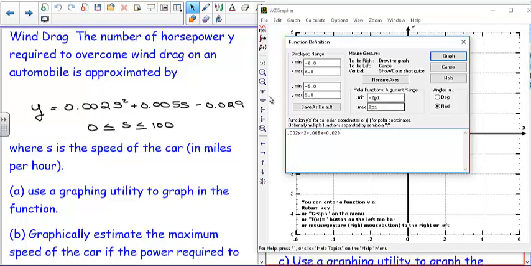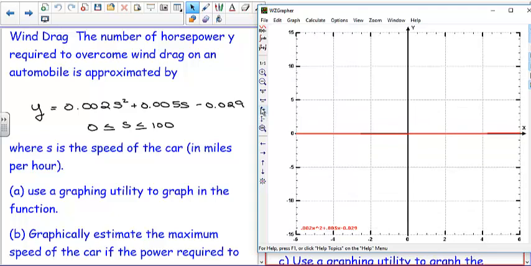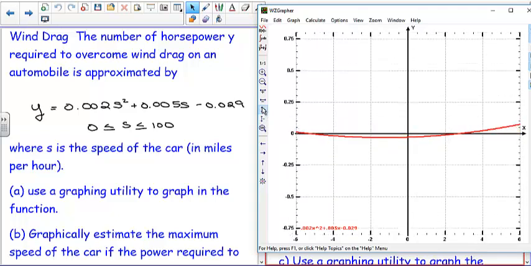Now, you might be saying, well, at s equals 0, I get negative 0.029, which doesn't make any sense. And it's just because this is a curve fit to some data, so it's not going to be exactly right. Okay, so we graph it, and you can see that I'm going to have to zoom in the y direction, or the other way.